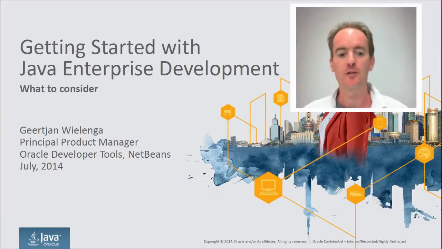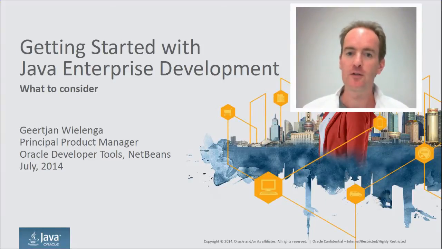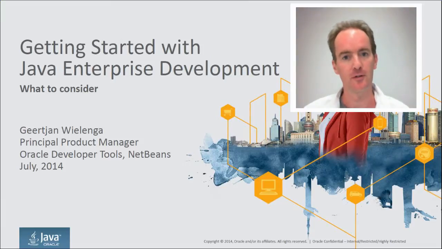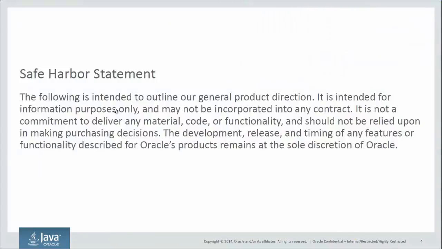In this session, we're going to look at getting started with Java Enterprise development. In particular, we're going to look at the things to be aware of before you begin using Java EE. Java EE stands for Java Enterprise Edition, and it's the short form for Java Enterprise development. So we'll use the term Java EE throughout this session.